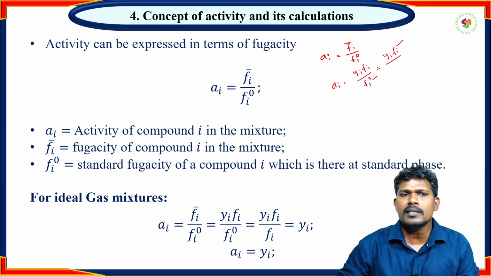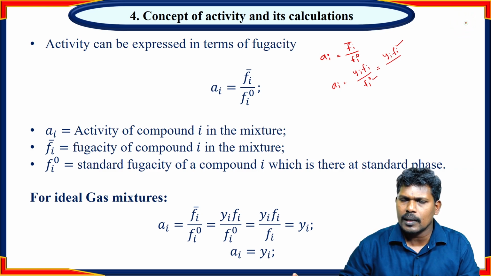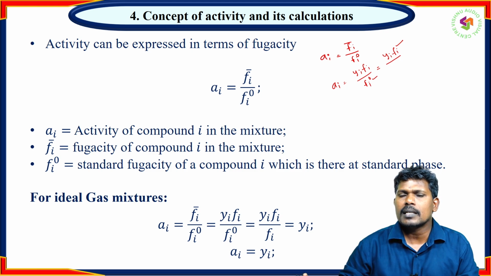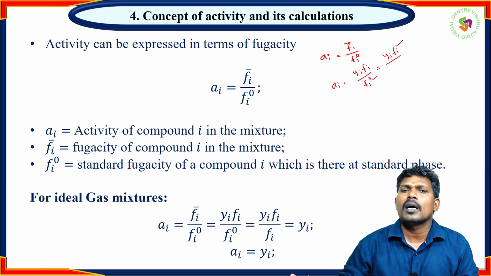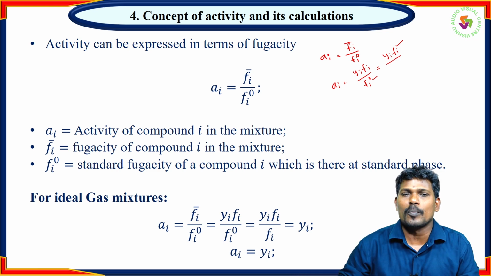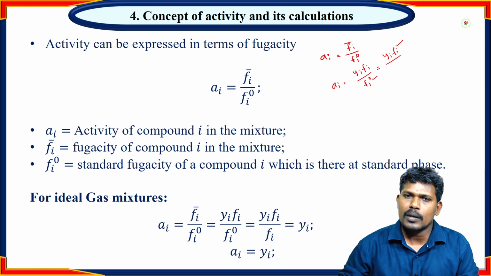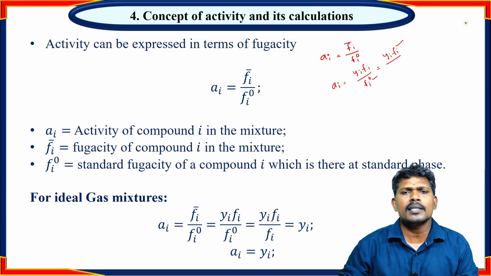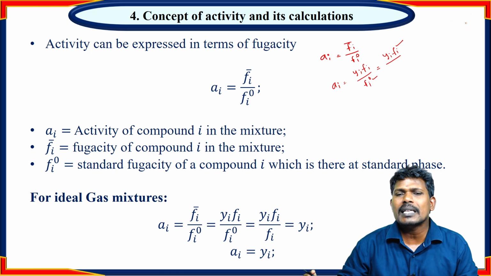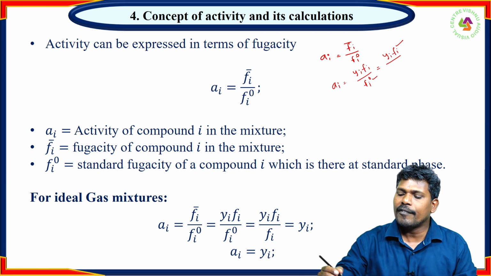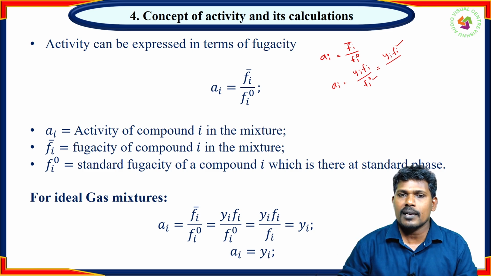Generally, standard state means that if you take any compound at 1 atmosphere pressure and room temperature, what is the state of that compound? For example, water is in a liquid state, that is the standard state of water. Oxygen at room temperature is in a gas state, that is its standard state. So here fi stands for the pure state, when it is in a single state, what is the fugacity of that particular compound. Fi naught stands for what is the fugacity of a compound at a standard state.